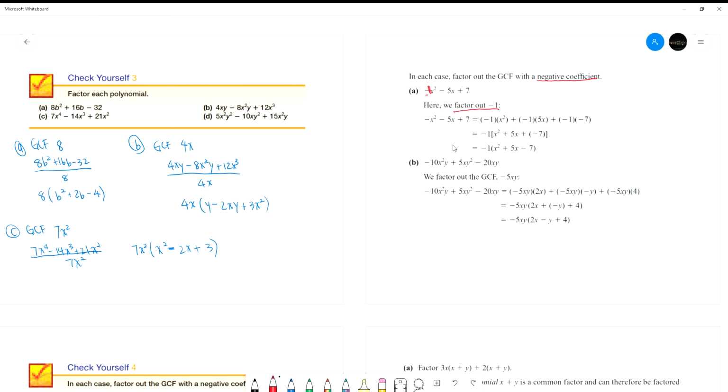So we factor out negative 1. When we factor out negative 1, we get negative 1 times parentheses x squared, and then it all changes signs because we divided out a negative. Okay? So that's just a rule of thumb. Anytime you have a leading coefficient of a negative, right, we factor out.